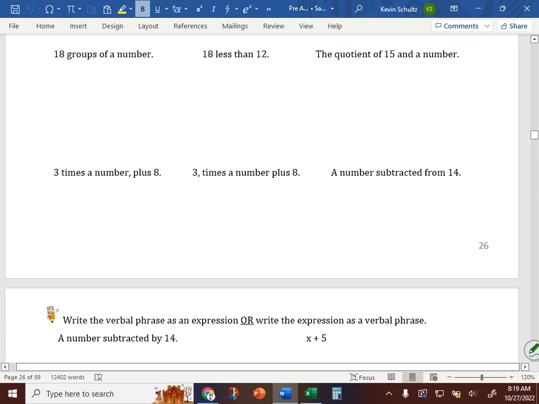Adrian? There's a comma in different spots. Yeah, there's commas in different spots there. Three times a number, plus 8 versus 3 times, a number plus 8. What do commas do? When you read a sentence and you come across a comma, what's that kind of telling you to do, Nolan?